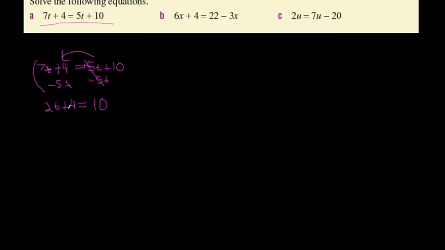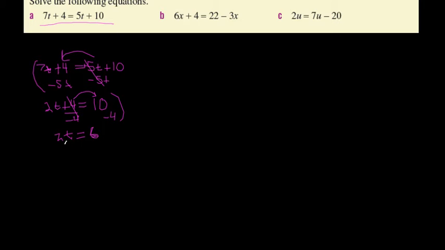Now, as we may have seen in the last couple of videos, when we're up to this stage, we would want to move the 4 to this side. So, how do we do that? What's the opposite of plus 4? Minus 4. So we minus 4 from both sides. There you go. We are left with 2t equals, what's 10 minus 4? 6. So 2t equals 6.